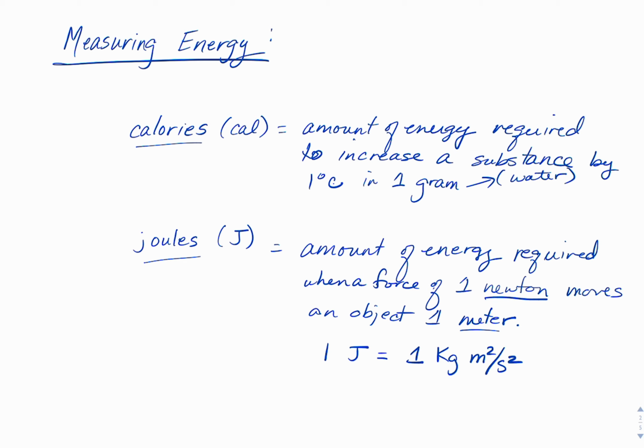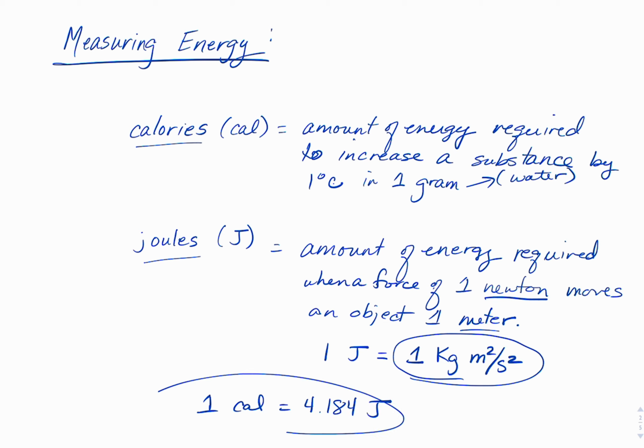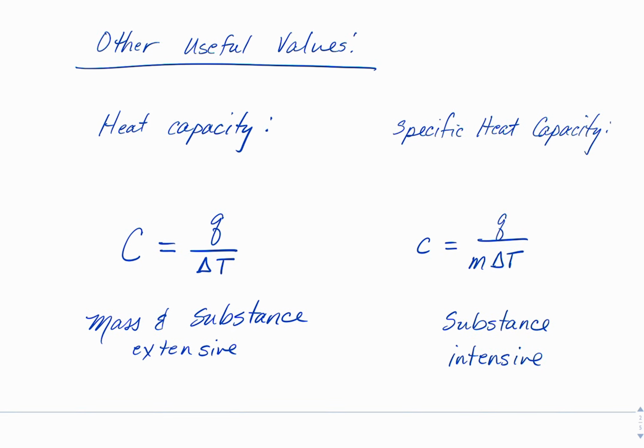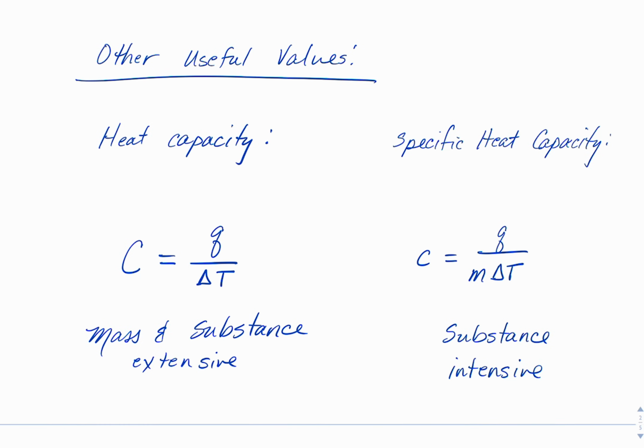You most likely won't need this particular unit or conversion factor in this chapter, but you will later on towards the end of the semester. If I could relate a joule to a calorie, it turns out that 1 calorie is equal to 4.184 joules. And this actually might be a useful conversion factor for you later on. So let's see how they are used in equations. These are really useful values that you can measure.